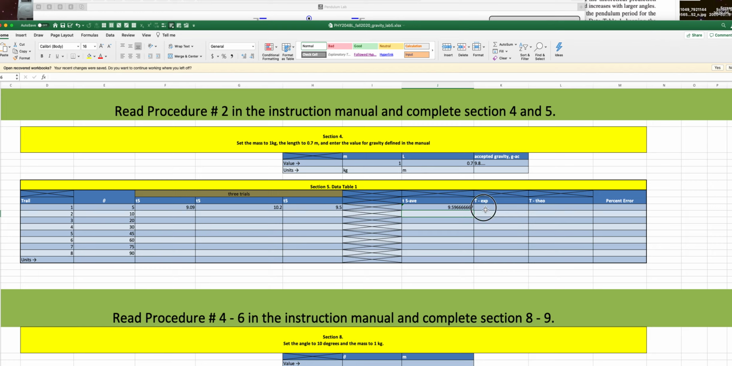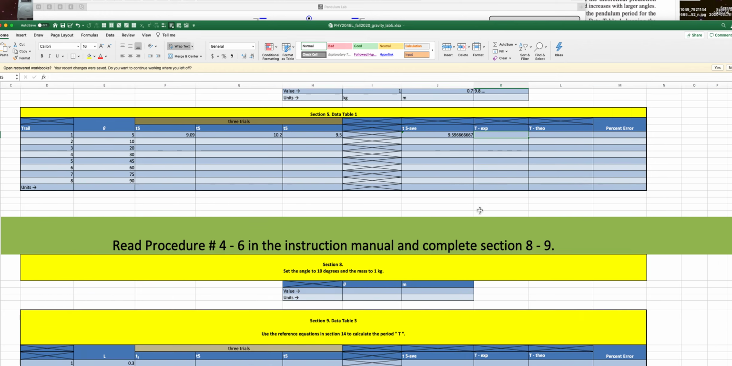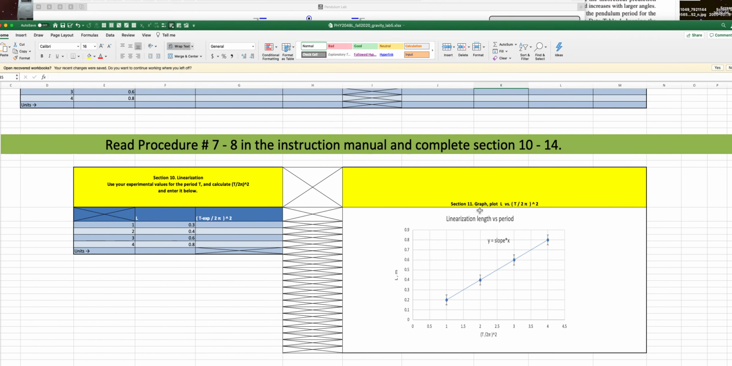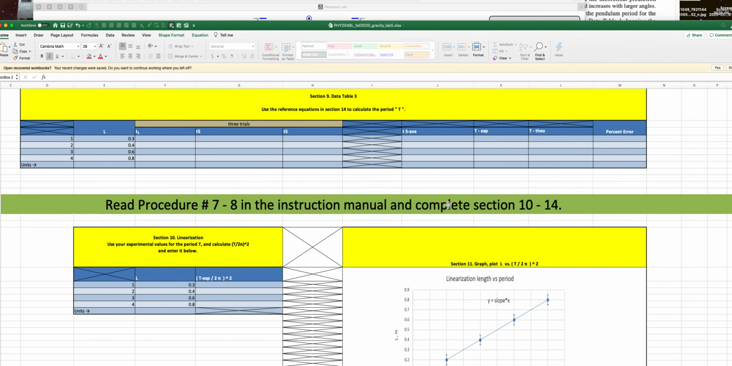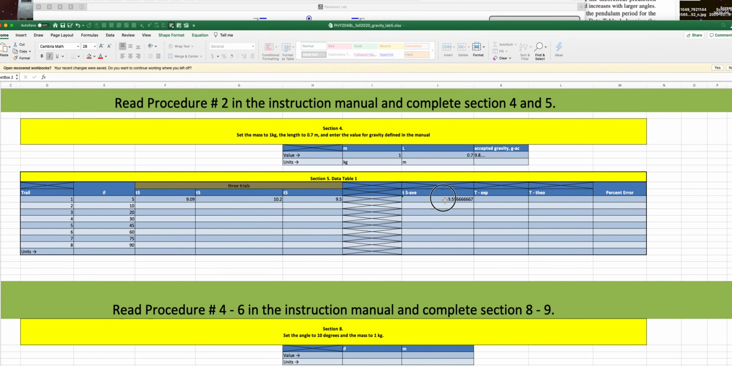And next, you want to calculate the experimental value for the period. So here, you actually have to use an equation, and the equations are going to be defined at the bottom here. So this equation tells you that to get the period, it's the time for 5 cycles divided by 5. So that's what you'll do here. You're going to take this as the time for 5 cycles. So the period is going to be this number divided by 5. And that's going to be the experimental period.